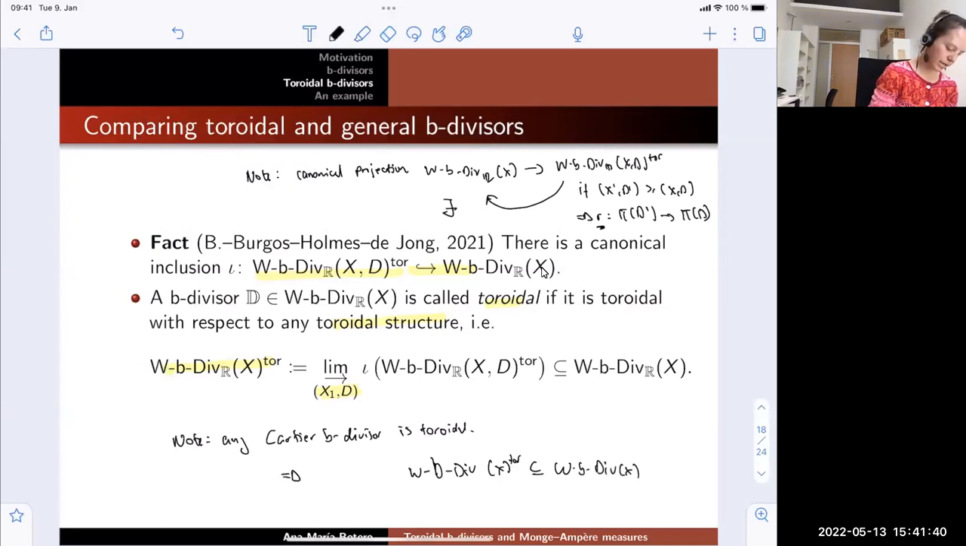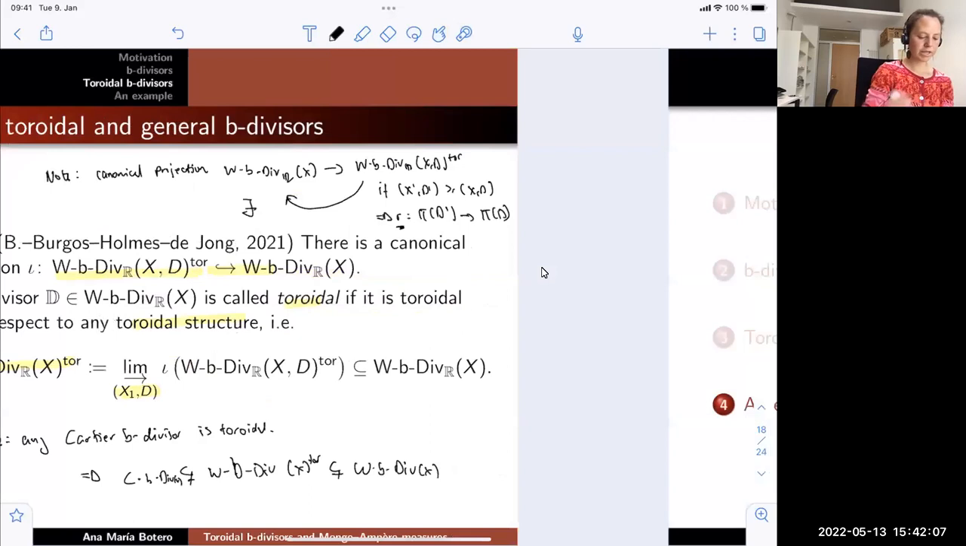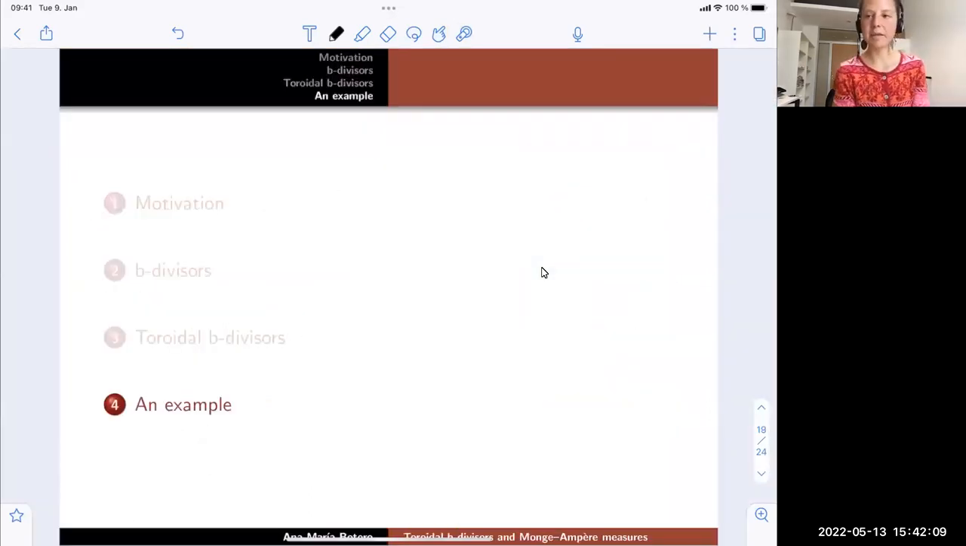And in between, Cartier. So you can think of them as enjoying some kind of finiteness property. Yeah. And of course, these are all strict inclusions. Okay, so I think this is what I wanted to say about toroidal b-divisors.